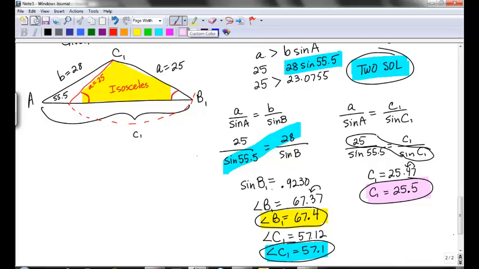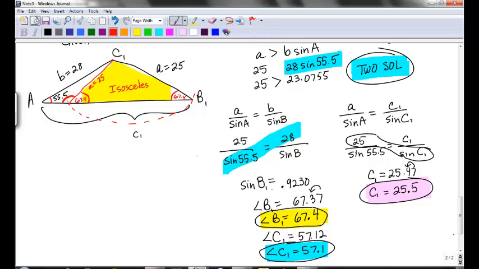So whatever we got for B sub 1, the 67.4, this is 67.4. And we stored it. We got the whole value. Now, this angle right here is 55.5. I need to figure out what this angle is. What's a straight angle? 180. So if I take 180 minus angle B, so 180 minus alpha B.